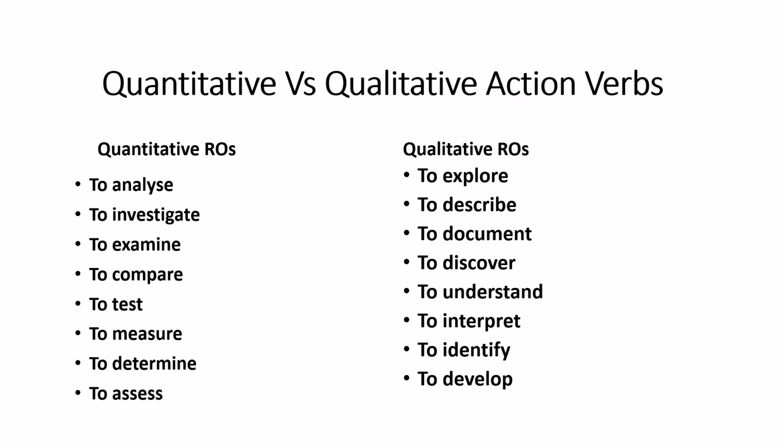I believe we are following quantitative versus qualitative action verbs. If you want to conduct a qualitative research, what are those verbs that you have to use? To explore, to describe, document, discover, understand, identify, and develop. Because under qualitative research, it is to gather participants' experiences, perceptions, and behaviors. But when you look at quantitative research objectives, what are those verbs that you need to use? To analyze, to investigate, to examine, to compare, to test, to experiment, to measure, to determine, to assess.